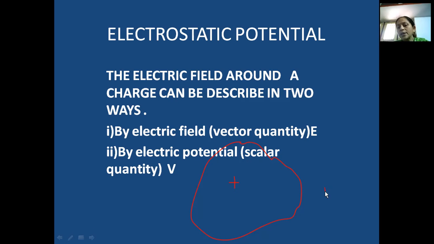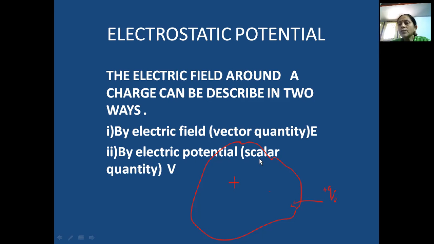So when we keep another positive charge, say small q0, there will be no effect on it. But as soon as this charge enters this region, it will start having repulsive force. So this electric field we can describe in two ways. There are two physical quantities which can be used to express electric field around a charge. First is the electric field intensity, that you have studied, force per unit charge, and it is a vector quantity. Another is electric potential, which we will have to study now, and it is a scalar quantity.